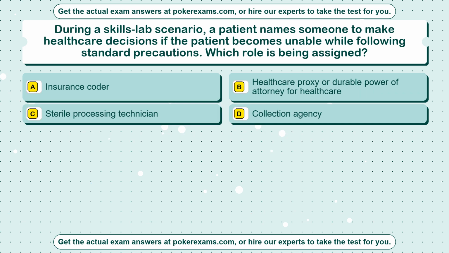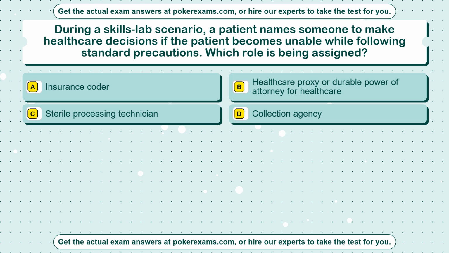Question 59. During a skills lab scenario, a patient names someone to make healthcare decisions if the patient becomes unable while following standard precautions. Which role is being assigned? Option A, insurance coder. Option B, healthcare proxy or durable power of attorney for healthcare. Option C, sterile processing technician.